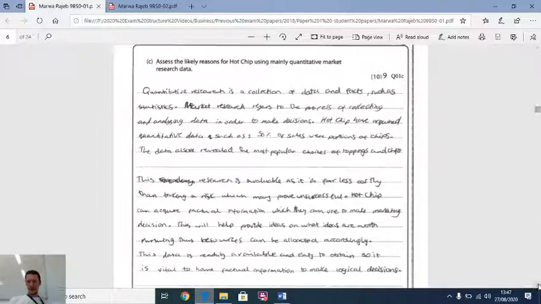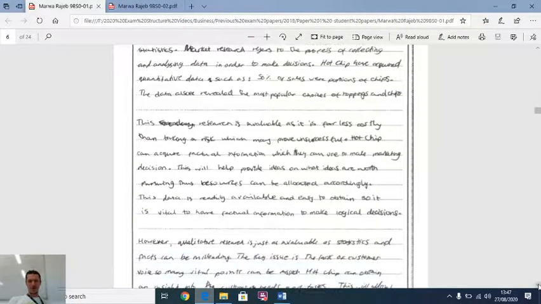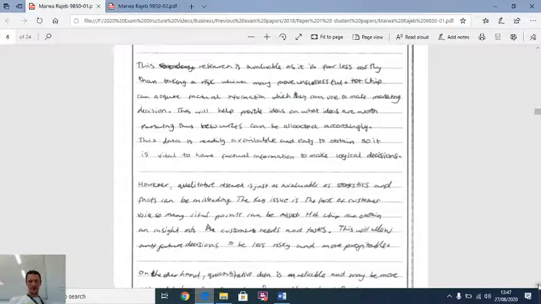Okay, we're going to think about why market research on the quantitative aspects is so invaluable. All right, so let's imagine that first paragraph's not there. This research is invaluable as it is far less as they take a risk which may prove unsuccessful. Okay, fine. Don't really get that. Hotchip can acquire factual information which they can use to make marketing decisions. This will help provide ideas on what ideas are worth pursuing. Thus, resources can be allocated accordingly.